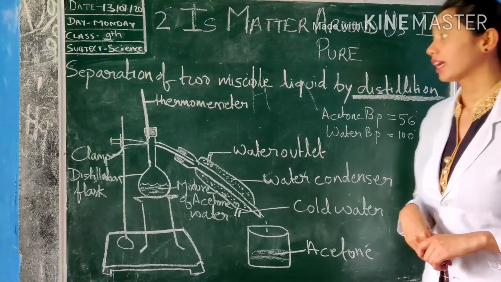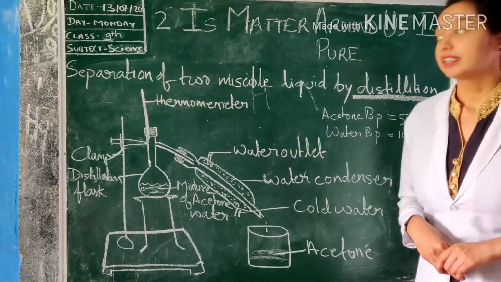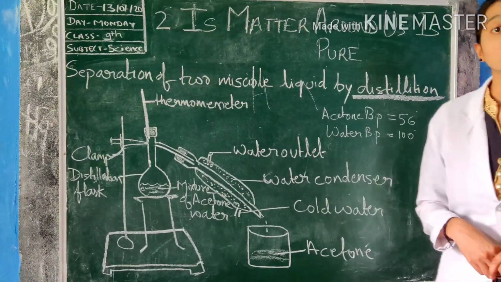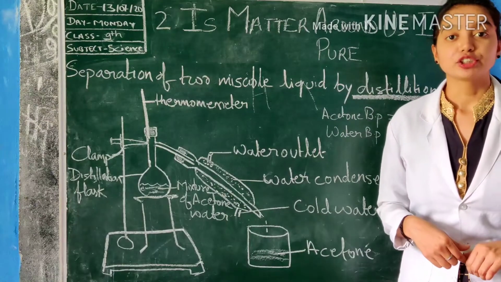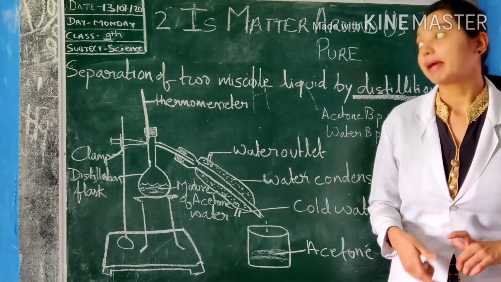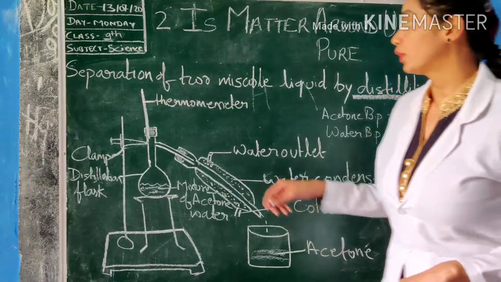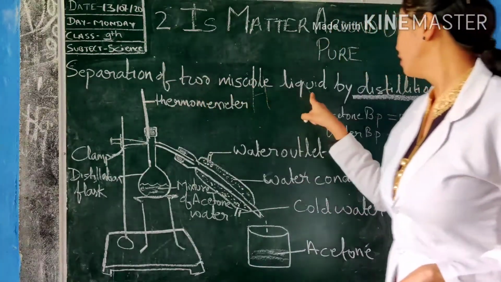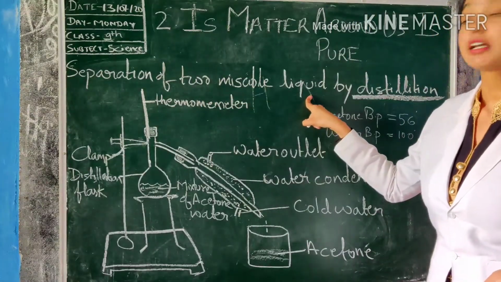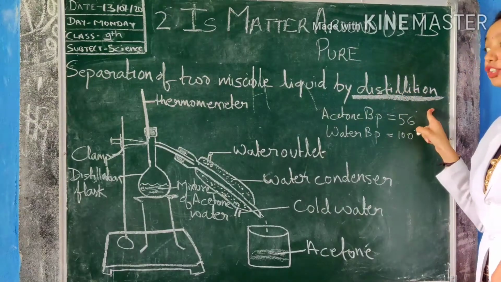I am teaching you the chapter "Is Matter Around Us Pure" of class 9, subject science. We are discussing the separation of components of a mixture by different techniques or methods. Here we are going to separate two miscible liquids by which process? By the process of distillation.